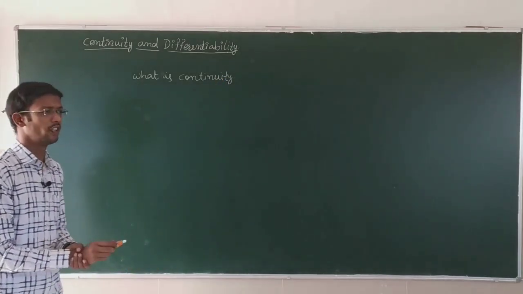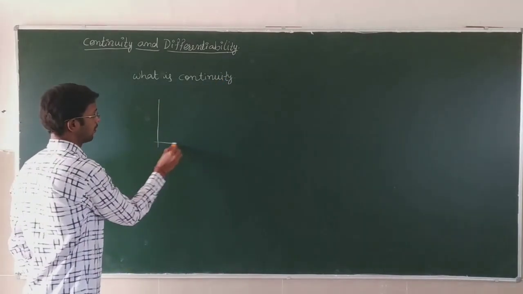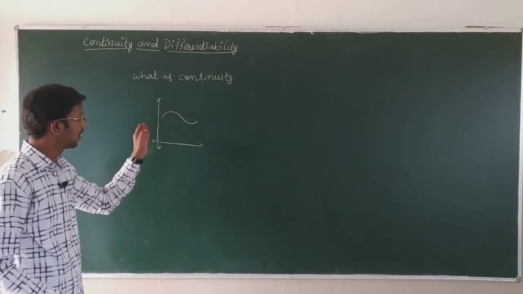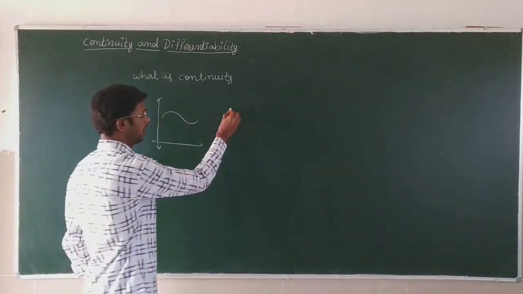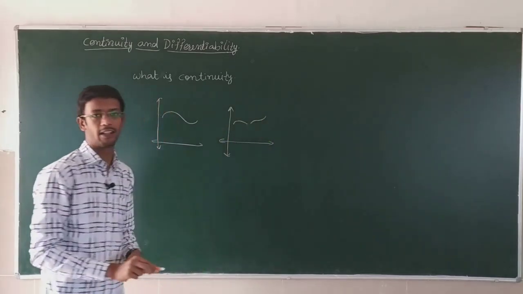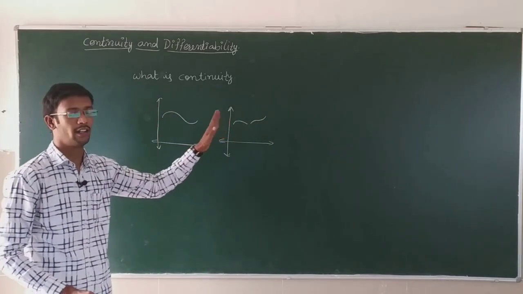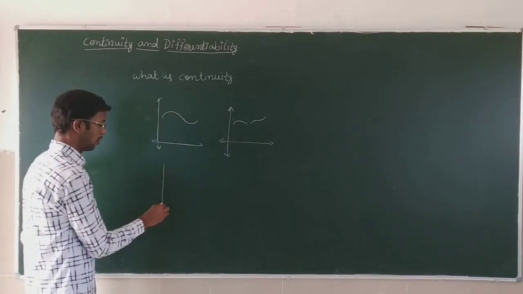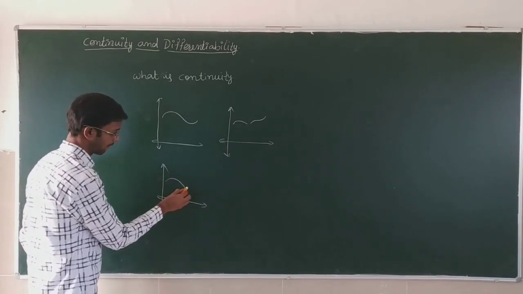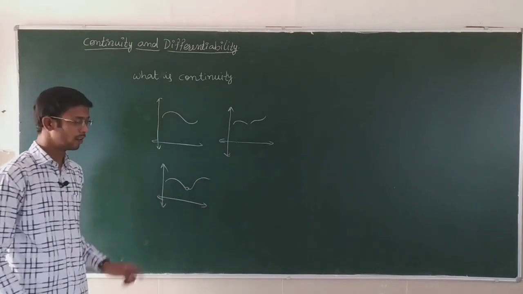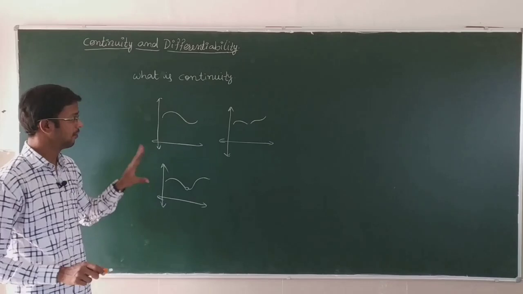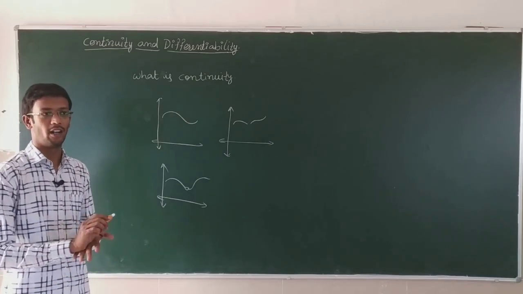In general, we can see it by the graph. If one function, one curve, is a continuous curve, it is continuous. If any gap is there, it is not continuous. It is discontinuous. Next, one more we can see here. By the graph you can see whether this is continuous or not.